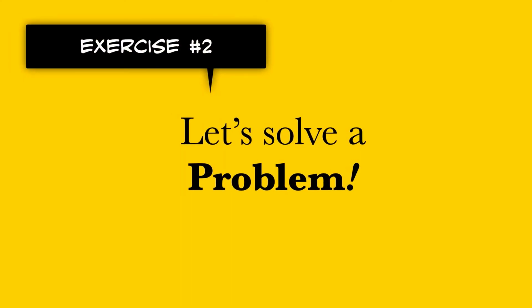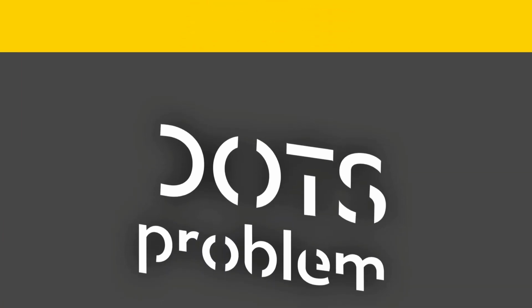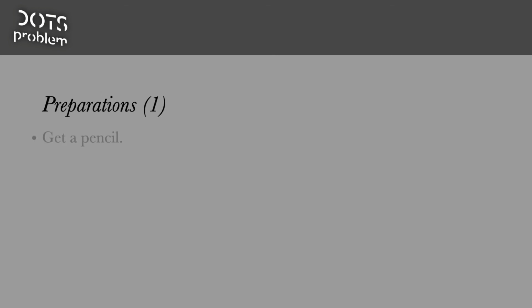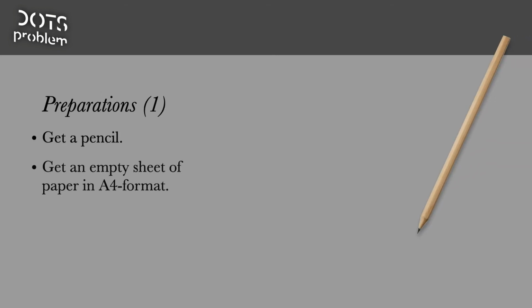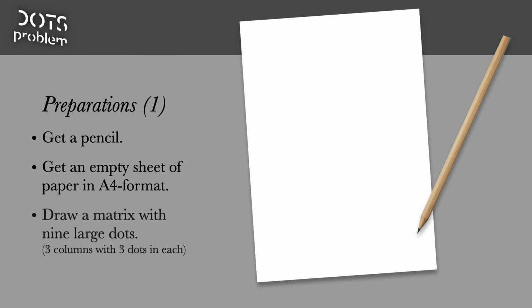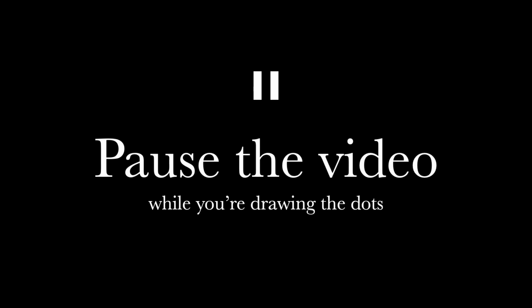And now let's end this first part of theory by doing exercise number 2. So let's solve a problem. It's called the dots problem. And the preparation again is you bring out your pen and another sheet of paper. Now I want you to draw a matrix of 9 large dots, in columns of 3 with 3 dots in each, like this. I'll pause the video while you're drawing the dots.